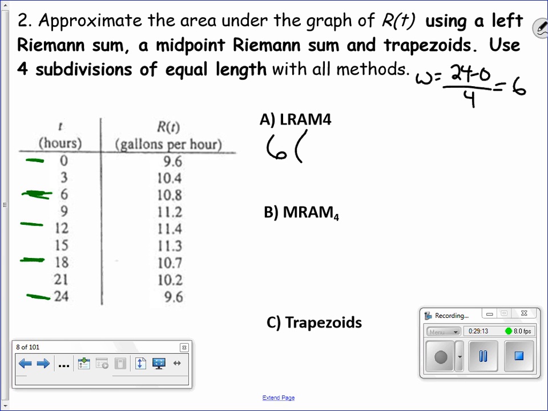So what's the height of, remember, the first rectangle, the x's or t's go from 0 to 6. What's the height of our first rectangle going to be with the left? The 9.6, because 0 is on the left. It's 9.6. How about the second rectangle? The t's go from 6 to 12. Whose y do we want? We want the y of 6.